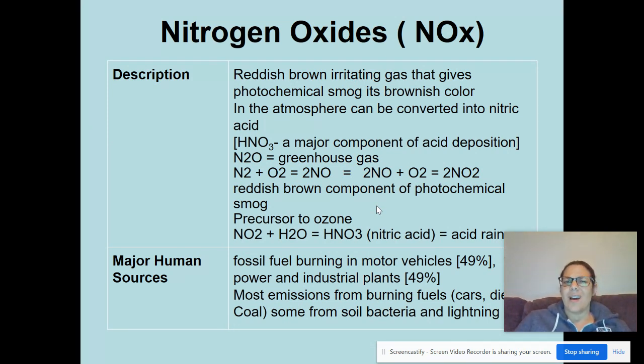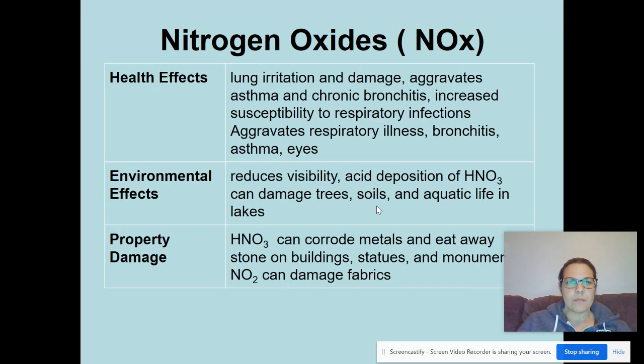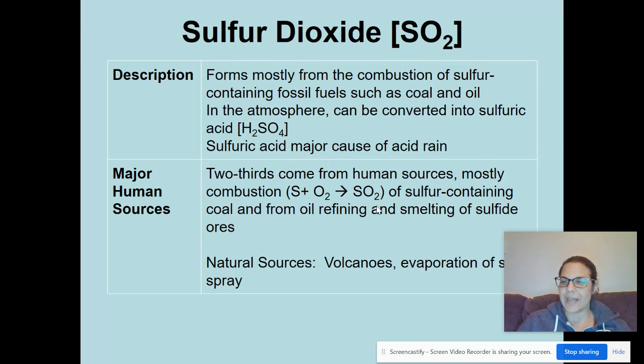Nitrogen oxides, a reddish brown irritating gas. This is what gives photochemical smog its lovely orangey brown color. It is a component of photochemical smog. It's a precursor to ozone. This mostly comes from fossil fuel burning in motor vehicles, power and industrial plants. It's a lung irritant, it causes damage, and it can aggravate asthma. Environmental effects are mostly visibility. And then it can corrode metals, eat away the stone on buildings, and damage fabrics. You'll see that a lot.